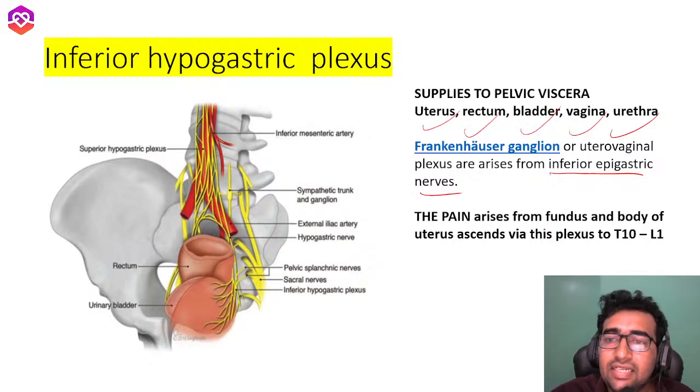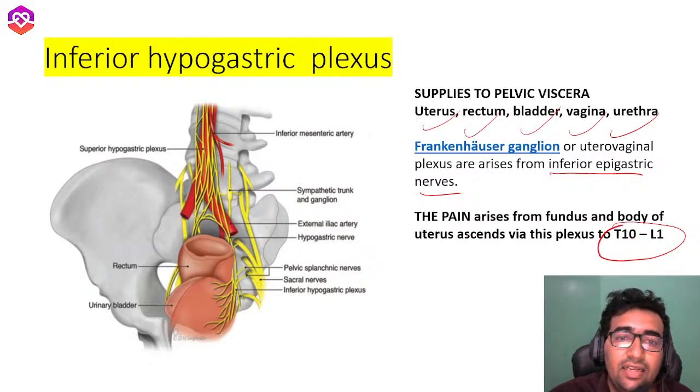Okay. Anyway, the pain arising from the fundus and body of the uterus, you know, during labor there will be pain. That ascends not via the pelvic splanchnic nerve, but it ascends via this plexus. This plexus means the inferior hypogastric plexus. It has a root value of T10 to L1. T10, 11, okay, you understand? T10 to L1 it happens. So this is the inferior hypogastric plexus. Can you see? This is inferior.